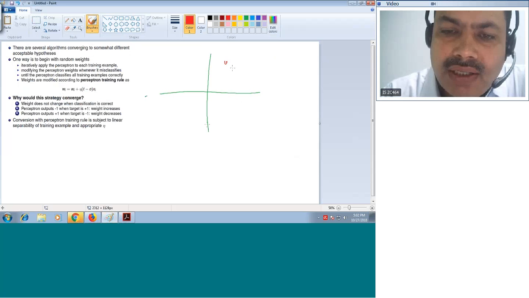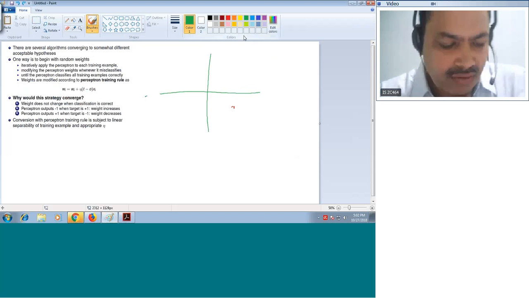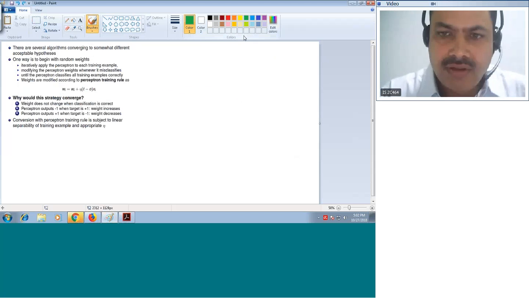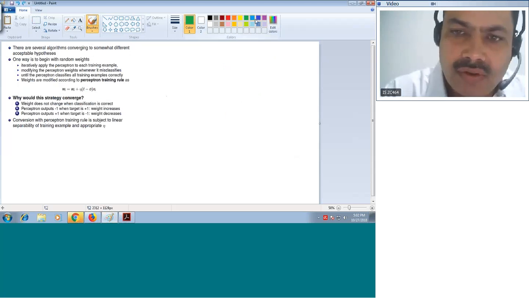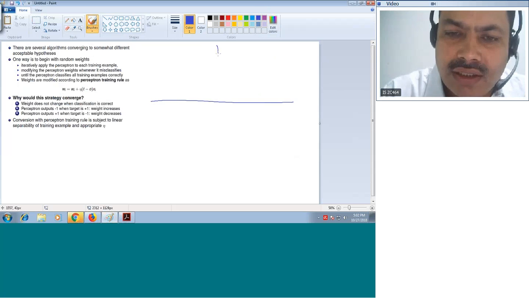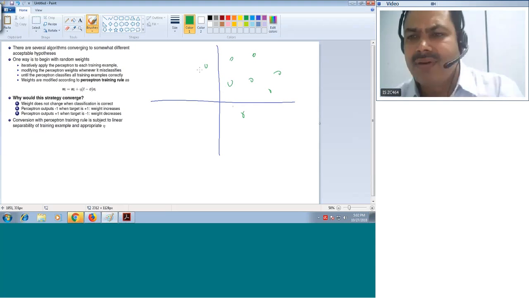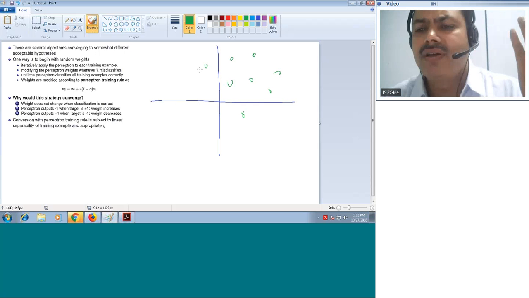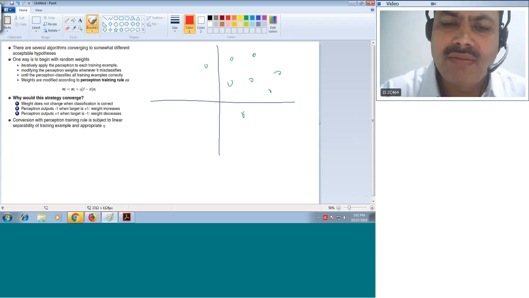Let's assume that you have some positive examples over here, and there are some negative ones. Let's assume that this is the x-axis, this is the y-axis, and these are the positive examples, and let's assume that it is linearly separable. Otherwise, what is the point? Because this is a linear classifier. If things are not linearly separable, then asking for classification from them is not justified.